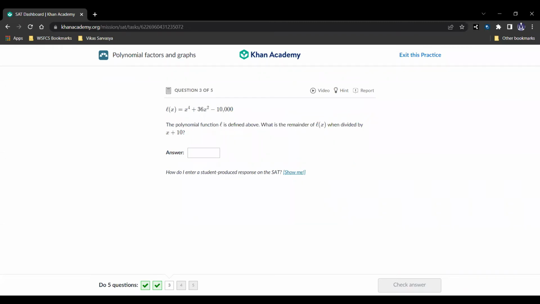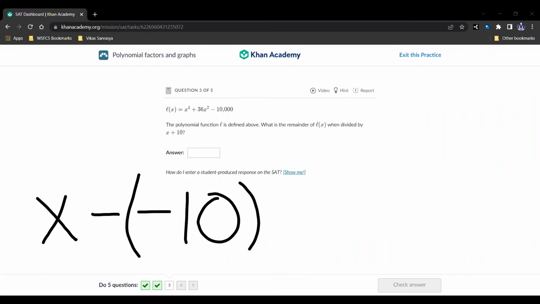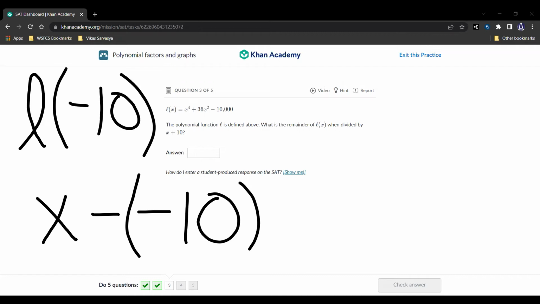All right, here we have L of x equals x to the 4th plus 36x squared minus 10,000. Polynomial function L is defined above, and we're asked for the remainder of L of x when divided by x plus 10. Well, let's see what we can do. So x plus 10 is x minus negative 10. So the remainder here is just going to be L of negative 10. What is L of negative 10?